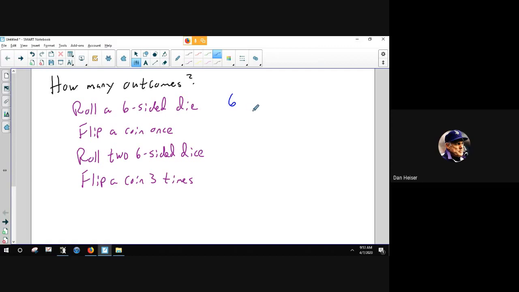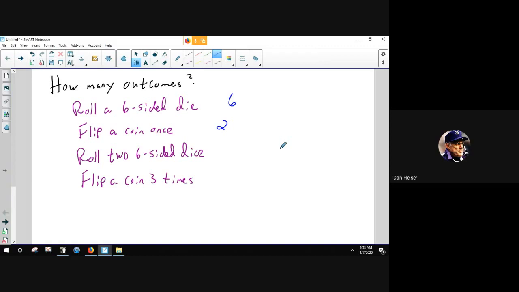6. Fairly simple. Flip a coin one time. What are the possible outcomes? Well, we have heads, we have tails. Again, fairly straightforward. 2 possibilities. Here's where it gets a little trickier. Roll 2 six-sided dice.